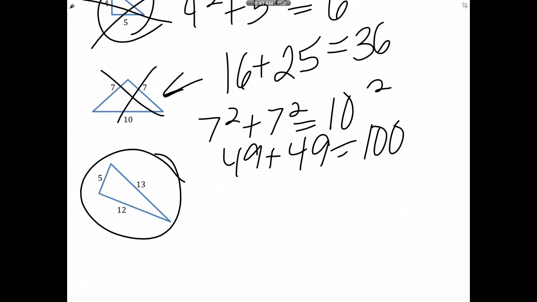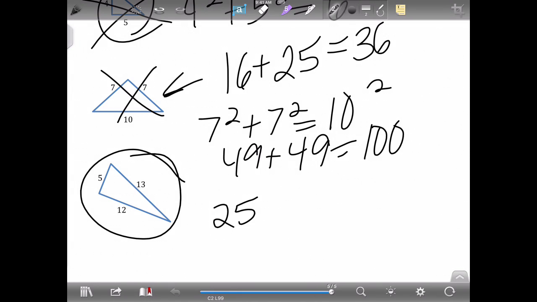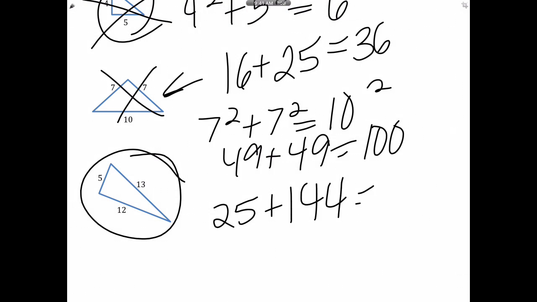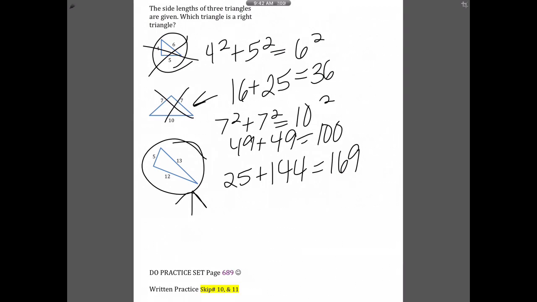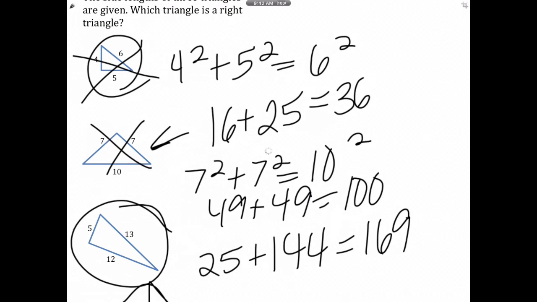Now let's look at this last one right here. 5 squared, so 25, plus 12 squared, which is 144, equals 13 squared, which is 169. That actually works. That is the right triangle. So sometimes you will be asked to use the Pythagorean theorem to figure out what the right triangle is.